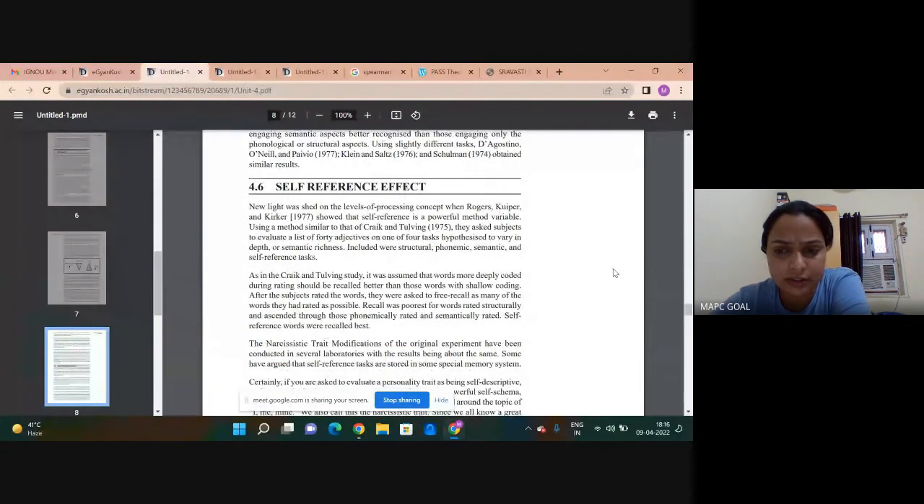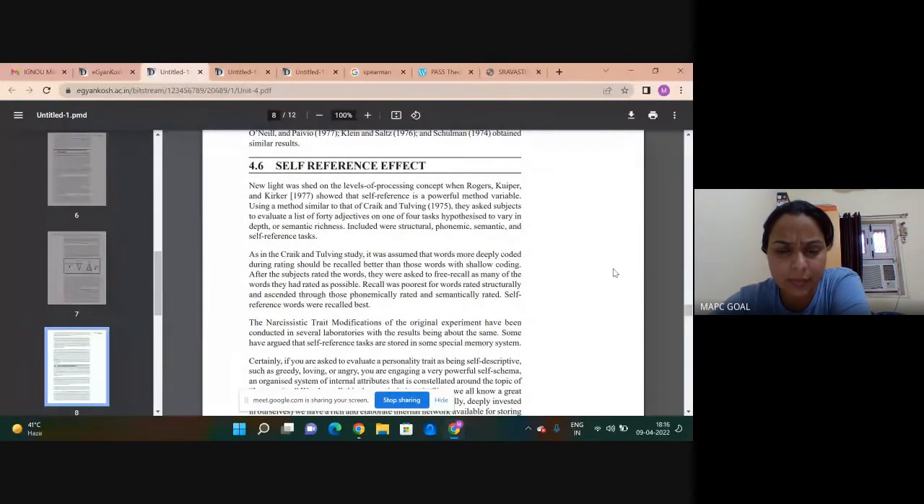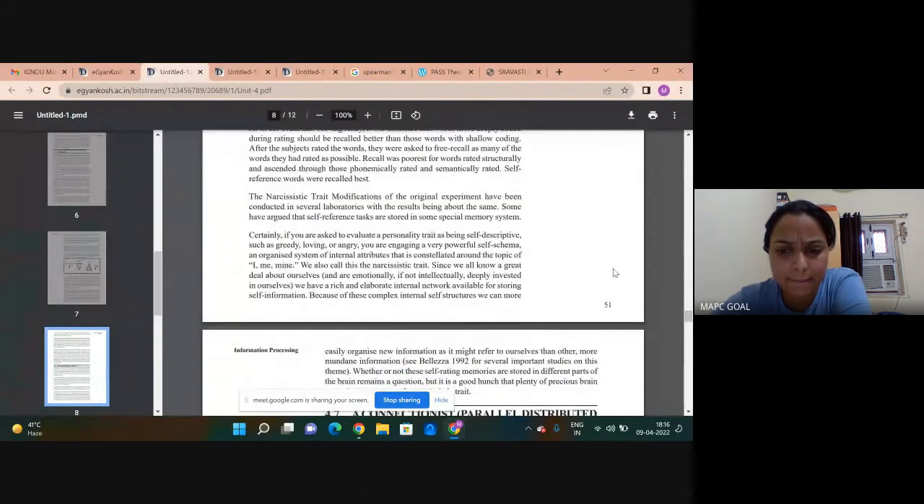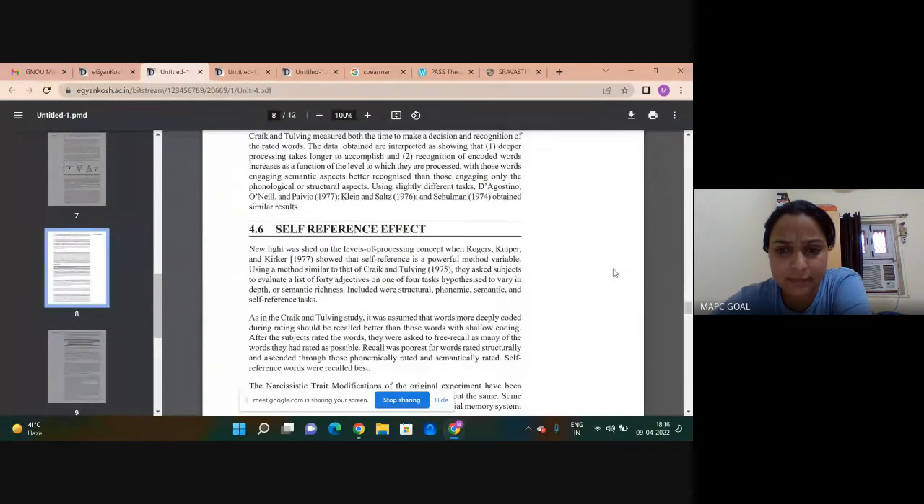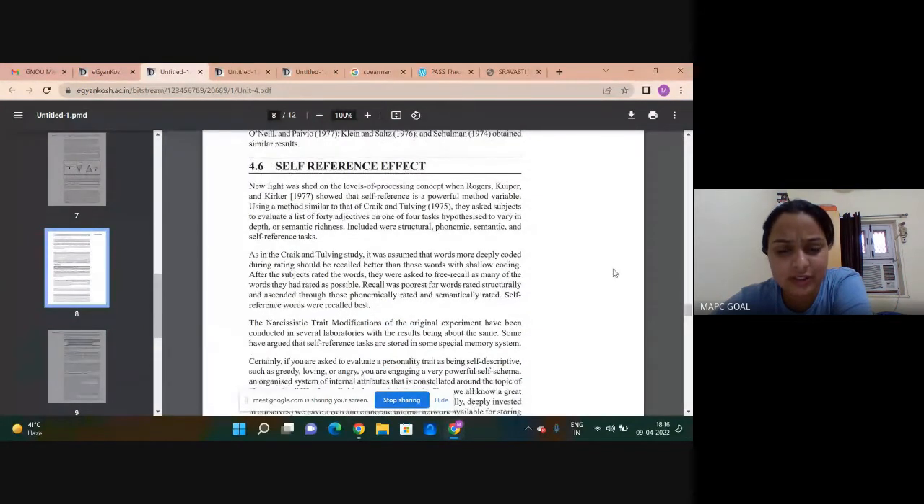Then the self-reference effect. Again, this is particularly not a model, but some another study.